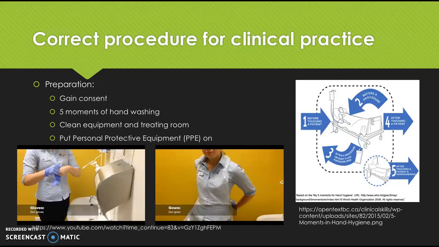After washing your hands, you need to clean the equipment that will be used, for example, the Doppler, using an iso wipe, which should be fine. After this, the personal protective equipment that you're required to put on for a vascular assessment is gloves, as well as an apron.